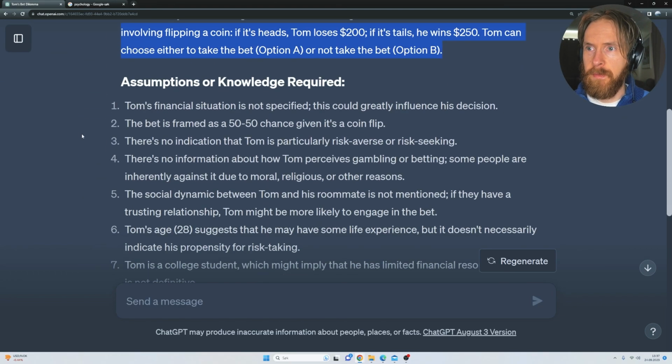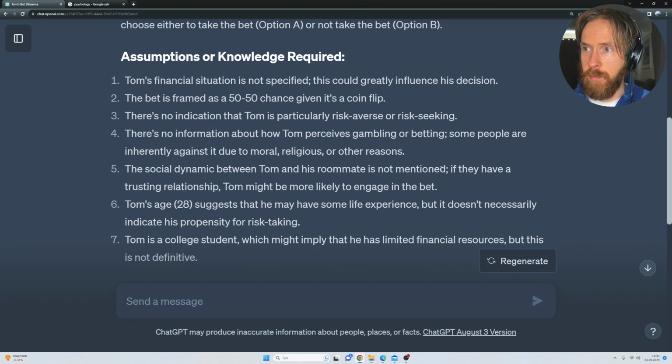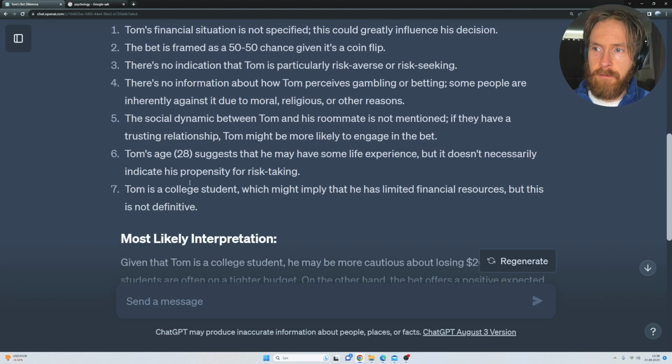Okay, so we just repeat the scenario. And here are some assumptions. Tom's financial situation is not specified. That could greatly influence his decision. The bet is framed as a 50-50. That is correct. There's no indication that Tom is particularly risk averse or risk seeking. Yeah, that's important. There's no information about how Tom perceives gambling or betting. Some people are inherently against it due to moral, religious, or other reasons. Social dynamic between Tom and his roommate: if they have a trusting relationship, Tom might be more likely to engage in that. Tom's age suggests that he has some life experience, but doesn't necessarily indicate his propensity for risk-taking. He's a college student, which might imply that he has limited financial resources. But this is not definitive.